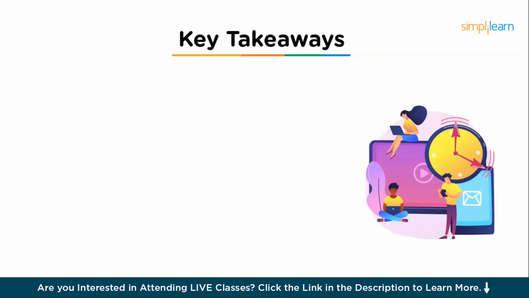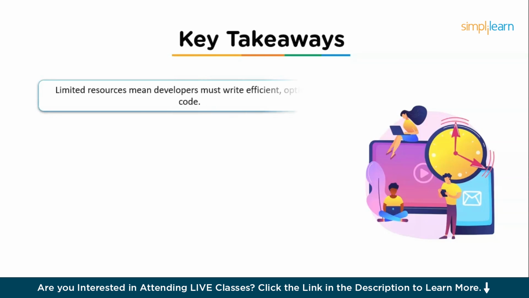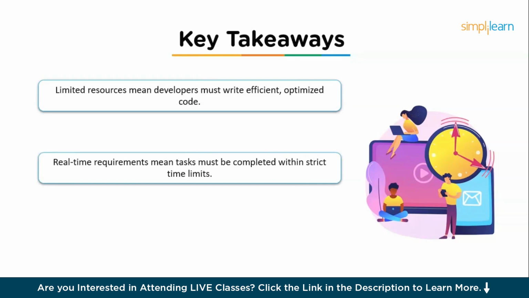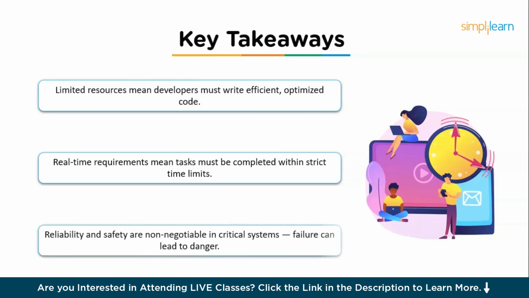So let's quickly summarize. The first one is limited resources mean developers must write efficient, optimized code. Then we have real-time requirements mean tasks must be completed within strict time limits. Then we have reliability and safety are non-negotiable. In critical systems, failure can lead to danger. So overcoming these challenges is what makes embedded systems both complex and exciting.